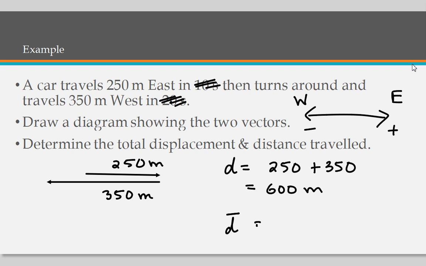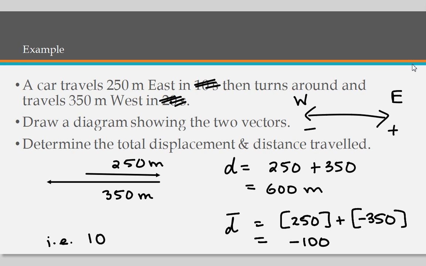For this one, I prefer these square brackets. The 250 is east, so I can leave it positive. And you're always adding. Just keep that in mind. You're always adding. Just sometimes you add negatives. And those square brackets are just something that I've grown accustomed to. You don't have to use them. So 250 minus 350, and you get this minus 100. So in other words, it's 100 meters west.